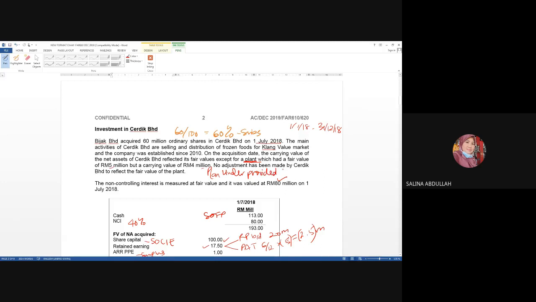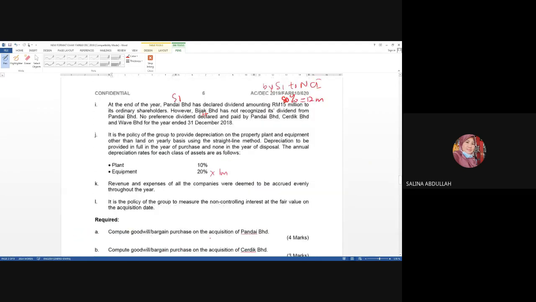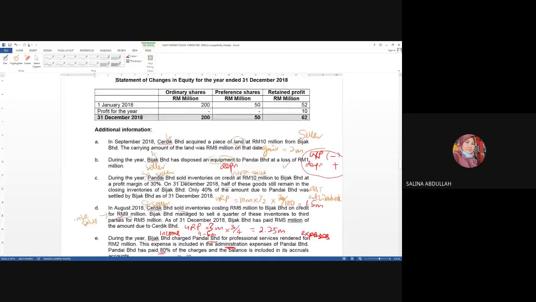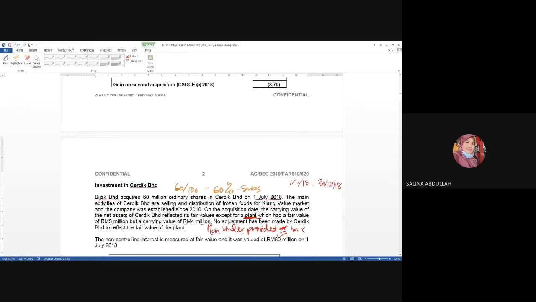What you will do, you will calculate also 1 million. You will calculate 1 million times, for plant, the percentage is 10%. So 1 million times 10%. That is actually based on information where the asset of subsidiary was being revalued on the date of acquisition. So it will be 1 million times 10%.